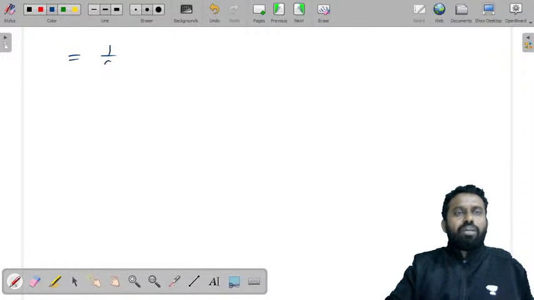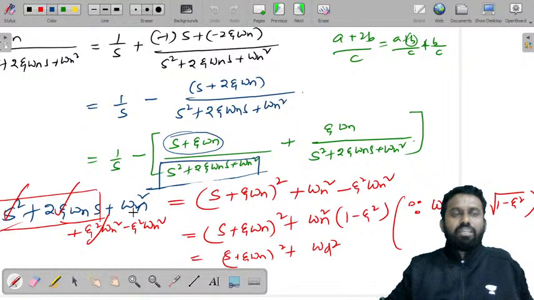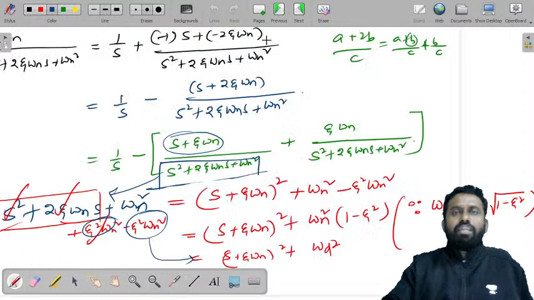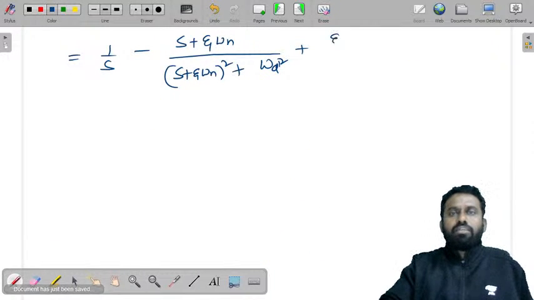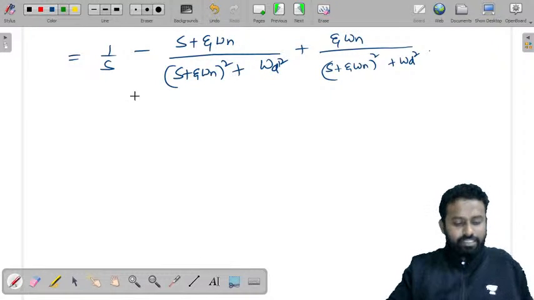This is equal to 1 by s minus (s plus zeta omega n) by (s plus zeta omega n) whole square plus omega d square. I can write this term as this. I've added this and subtracted this, I got this value, so this is omega d square. Similarly, I can also write this term the same way, plus zeta omega n by (s plus zeta omega n) whole square plus omega d square. I guess you have understood how I wrote this.